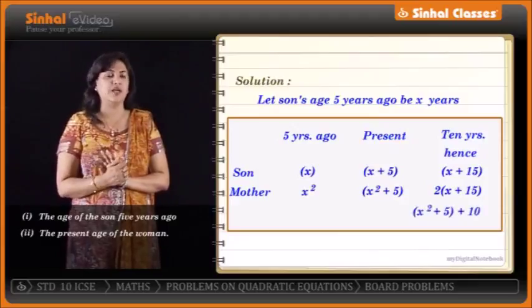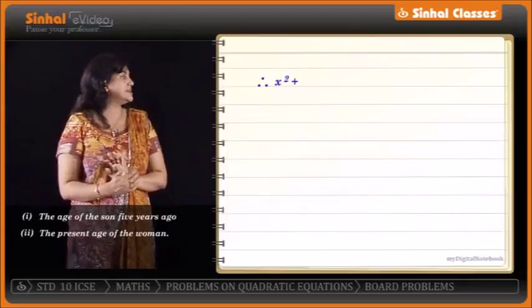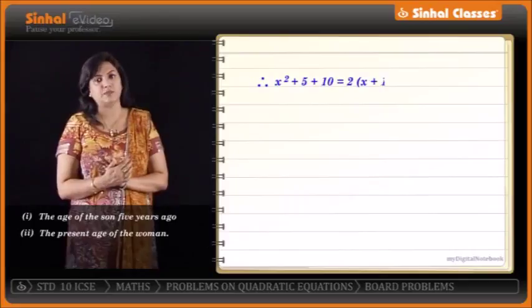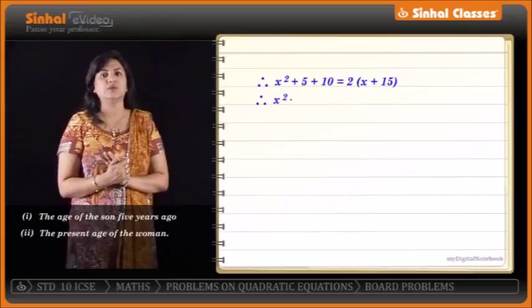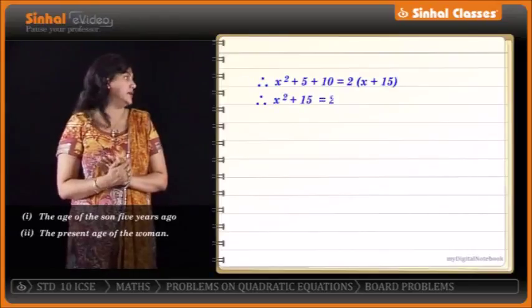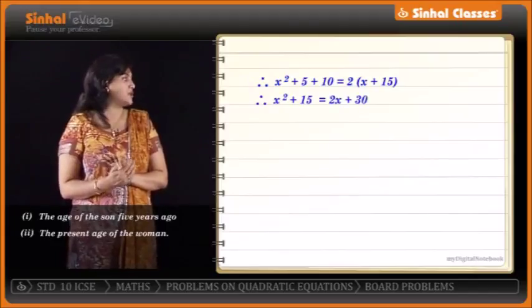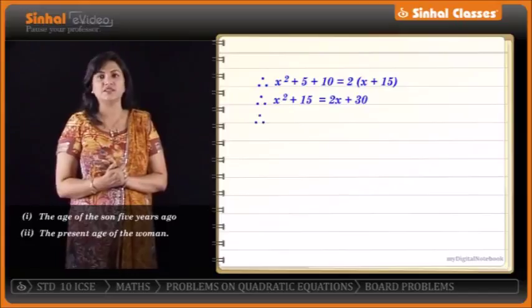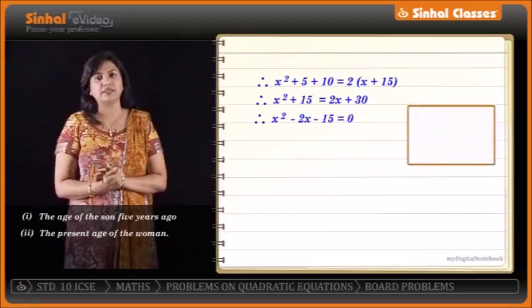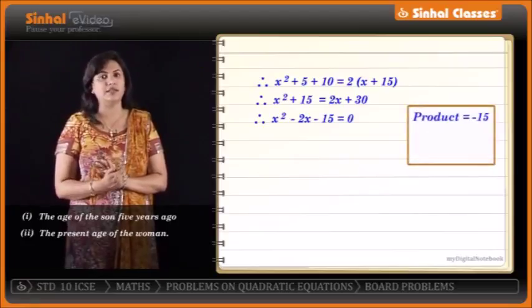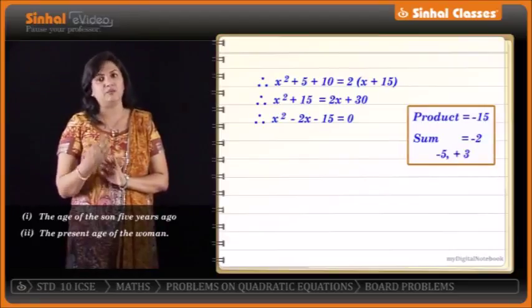So we can equate them. That is x square plus 5 plus 10 is equal to 2 times x plus 15. So we have x square plus 15 is equal to 2x plus 30. Now transfer everything to one side. We get x square minus 2x minus 15 is equal to 0. Now we want two numbers whose product is minus 15 and sum is minus 2. So let the numbers be minus 5 and plus 3.